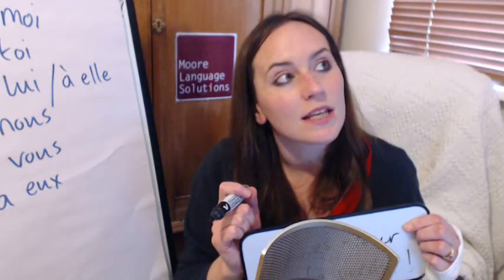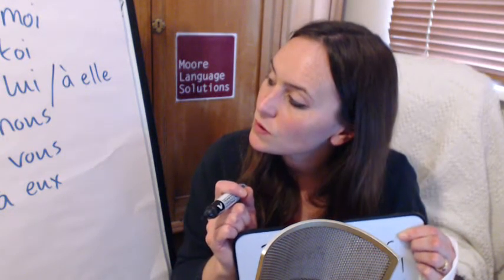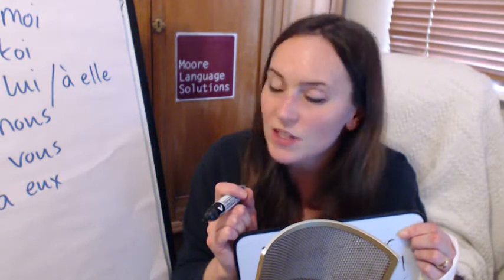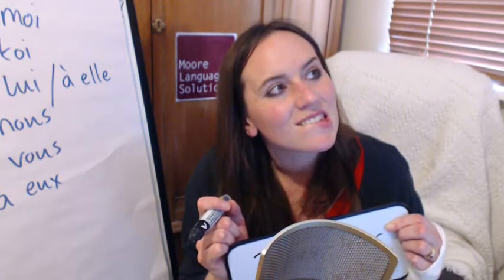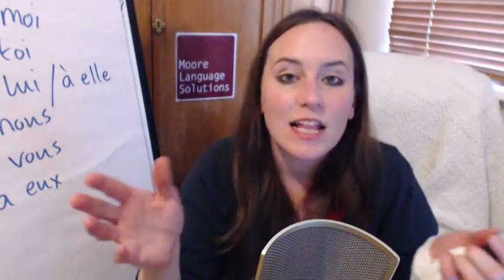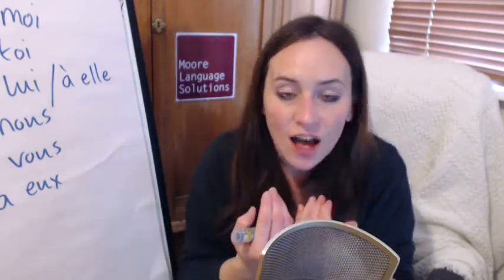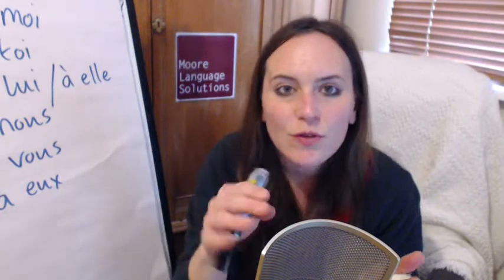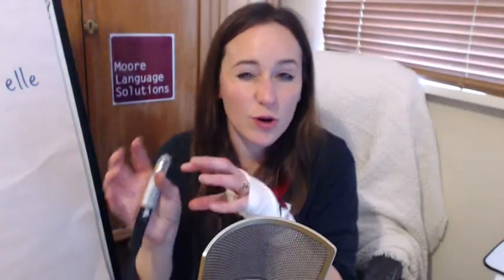Let me just think. Trying to think of another example. Okay. Téléphonez-nous. So telephone us. Téléphoner in the vous form, nous, which means à nous. Okay? So in the imperative form, you just put the pronoun after the imperative form of the verb.